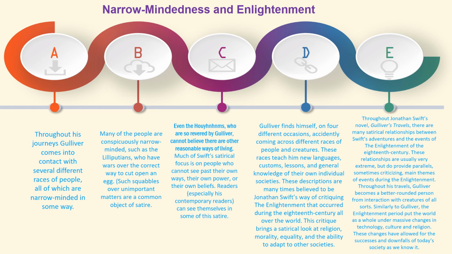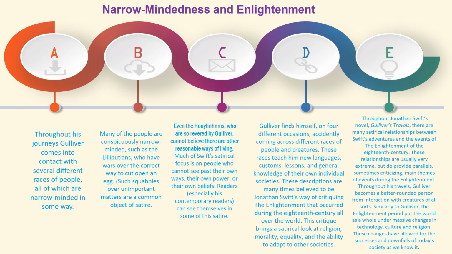And that's why we can say throughout Swift's novel there are many satirical relationships between Swift's adventures and the events of the Enlightenment of the 18th century. These relationships are usually very extreme, but do provide parallels, sometimes criticizing main themes of events during the Enlightenment.